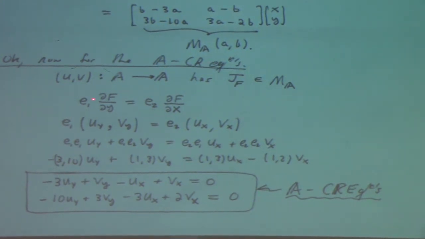Anyway, this and that, that's just by definition, because that's what we mean by partial derivatives. And so then this is multiplying e1, e1, e1, e2, e2, e1, e2, e2, we assume commutative. And so we get that. So there's your two equations in four unknowns, the Cauchy-Riemann equations that we studied from a structure constant viewpoint last time. Here they are. These are the Cauchy-Riemann equations for this algebra.